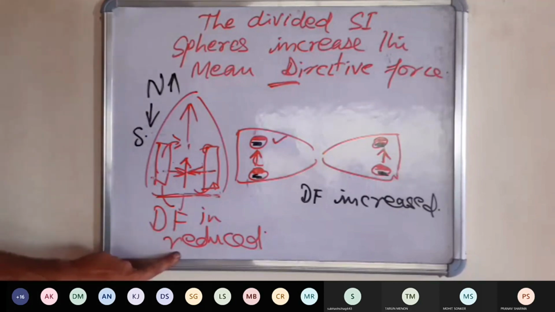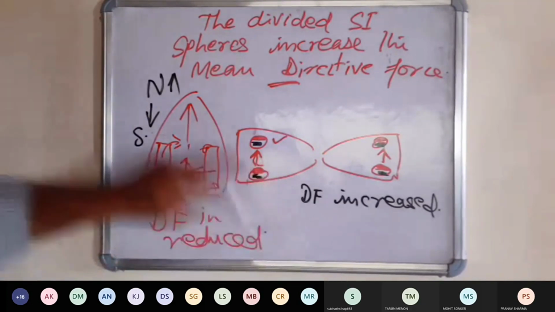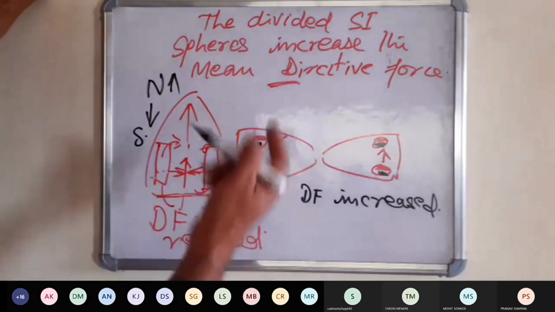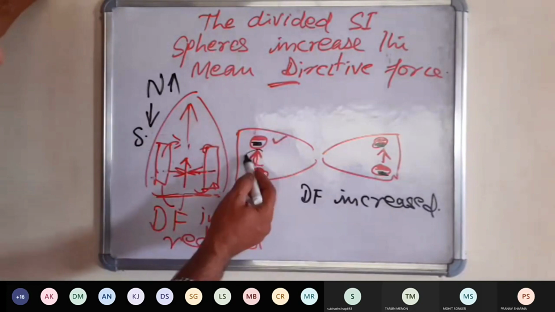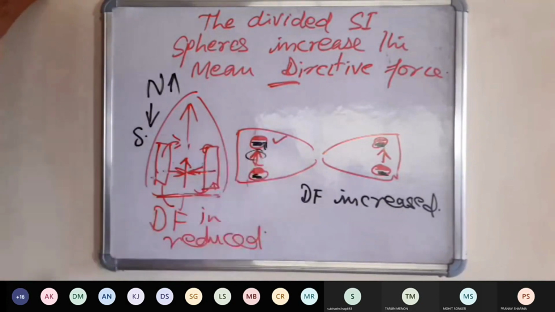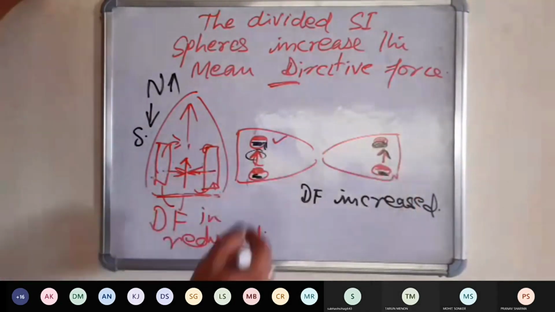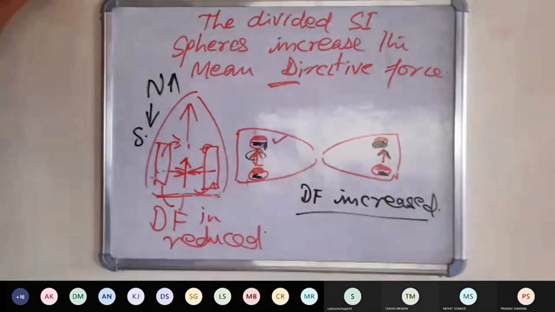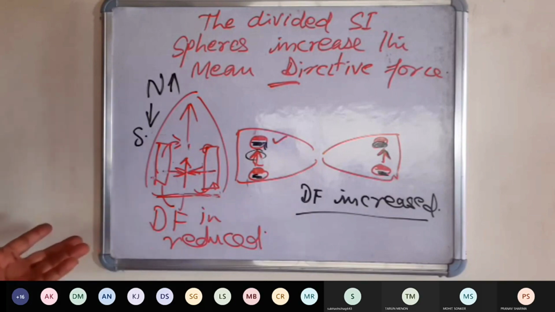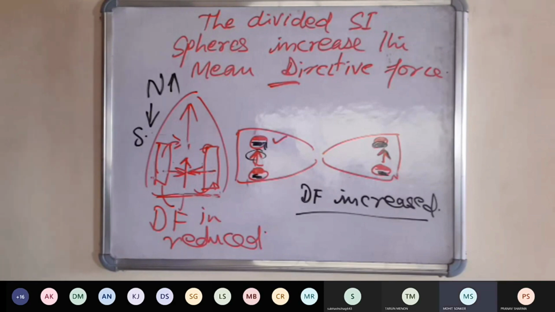The DF is reduced. Here in this case the directive force is increased. See that the red end is having a blue end forward, the red of the compass is having a blue end forward. So the DF is increased. Is this correct or not? Say yes or no. Yes, sir. With blue end forward, it will increase.